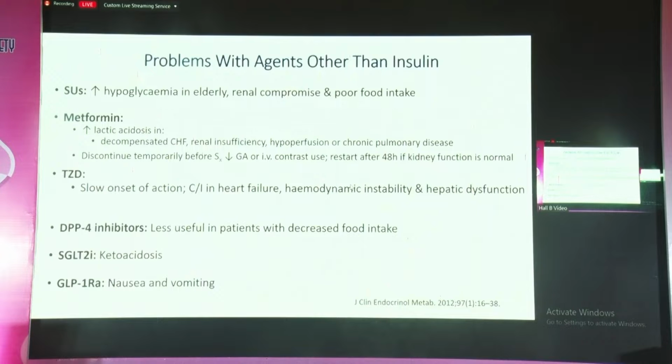Now, what are the problems with agents other than insulin in a hospital setting? Regarding sulfonylurea, hypoglycemia. Metformin, increased lactic acidosis, especially in a hospital setting, which I will discuss later. Thiazolidinediones have a very slow onset of action and are contraindicated in heart failure and some other conditions. DPP-4 inhibitors are less useful in patients with decreased food intake. SGLT2 inhibitors can be associated with dyslipidemia and ketoacidosis, and GLP-1 receptor analogs are associated with nausea and vomiting.